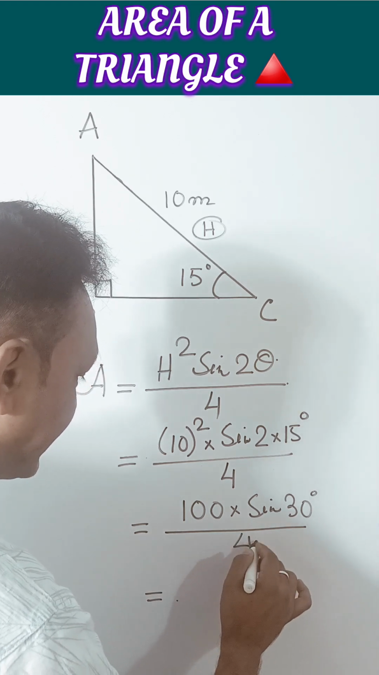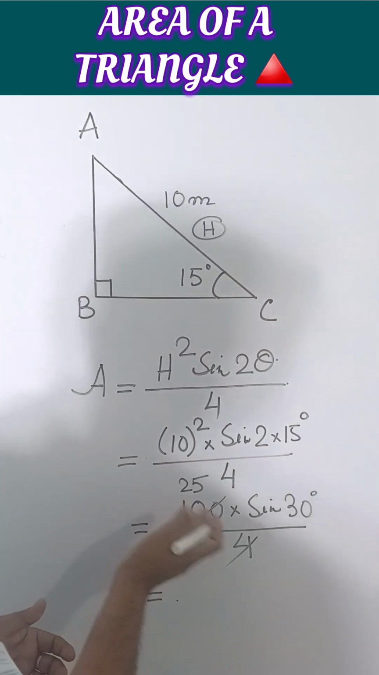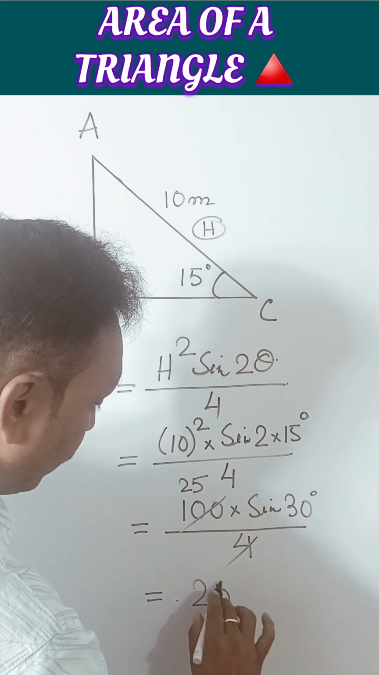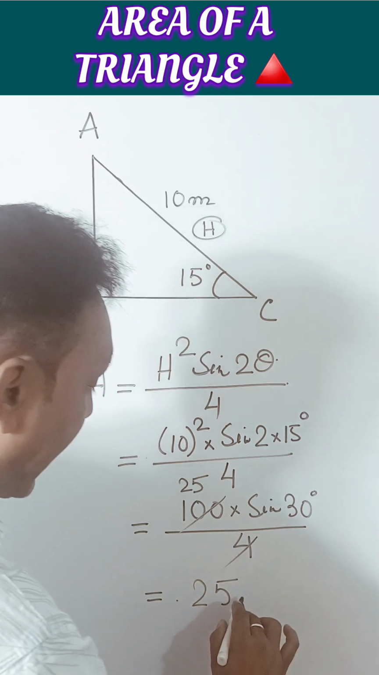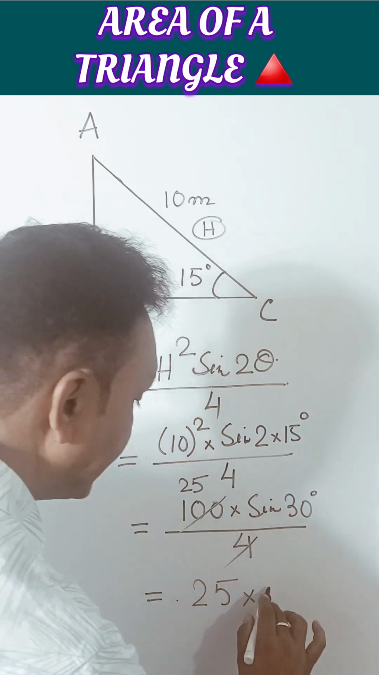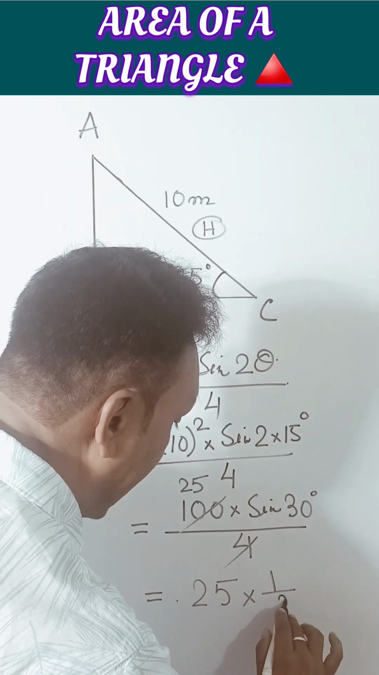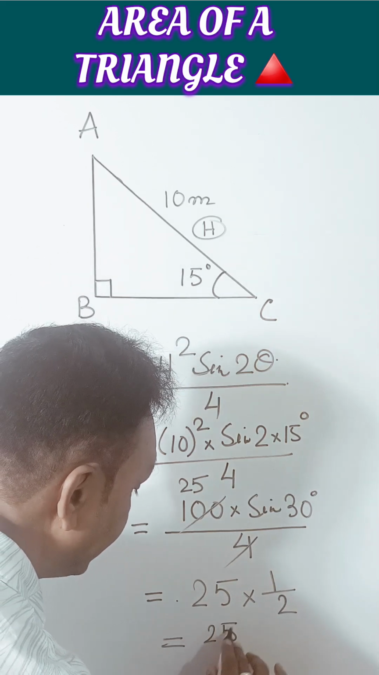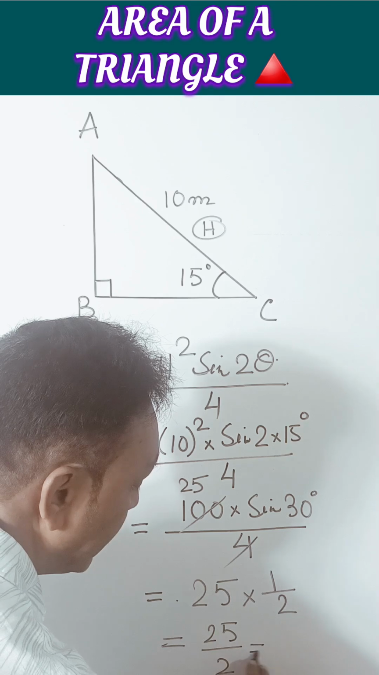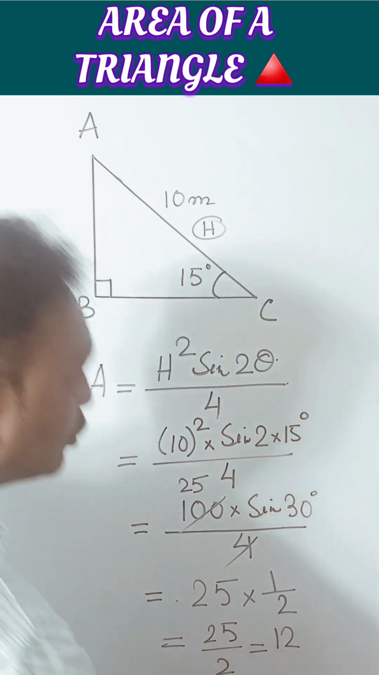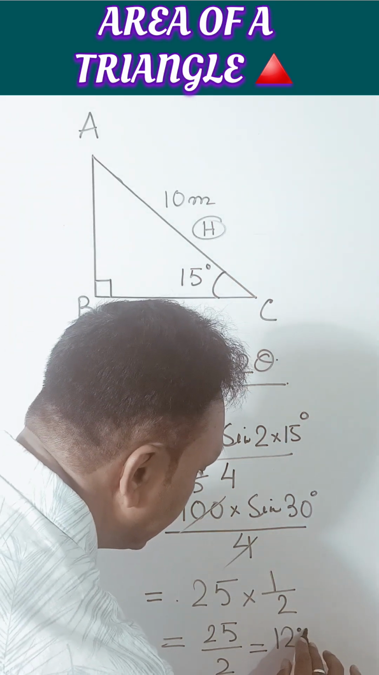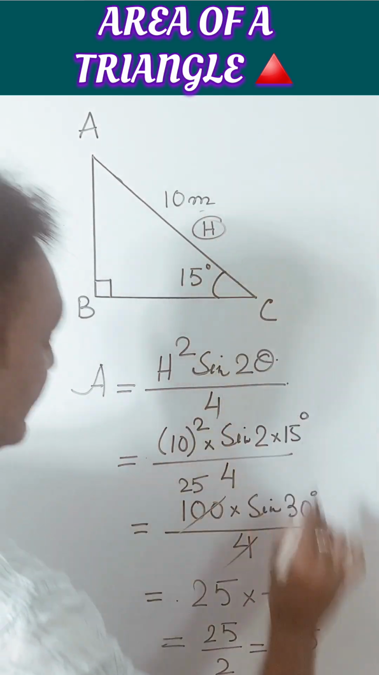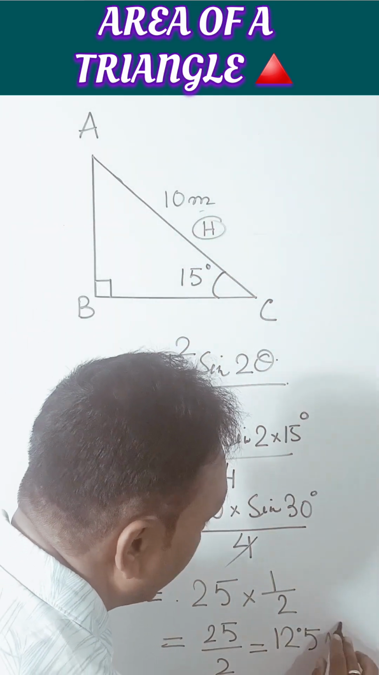So if we cancel it, what will you get? You will get 25, right? 25. And the value of sine 30 is, as you know, half. That means 25 divided by 2, you will get 12.5. And the unit of area, since it is meter, so meter square.